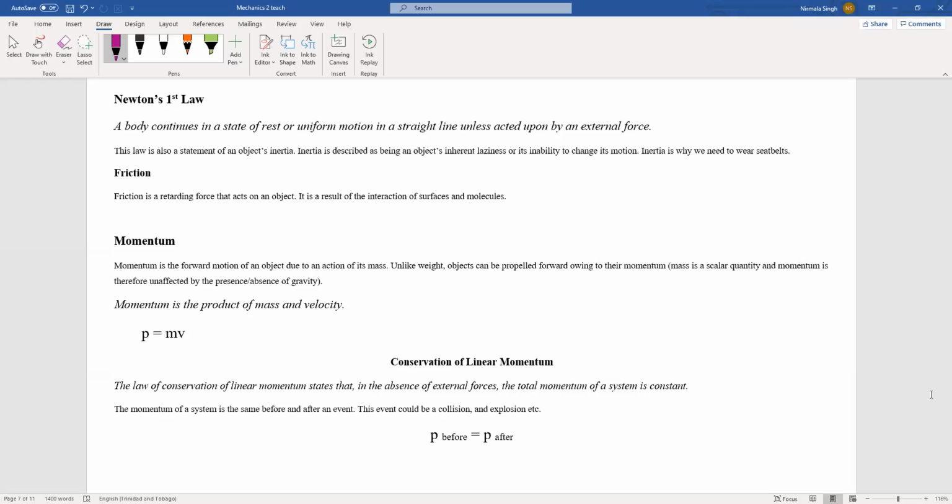Anybody else? Miss, if I have a football on the ground and it's stationary and not moving, if someone kicks it, the external force will be the kick and it will begin to move. So it will go from rest to begin to move. Very good. That's really good, y'all.